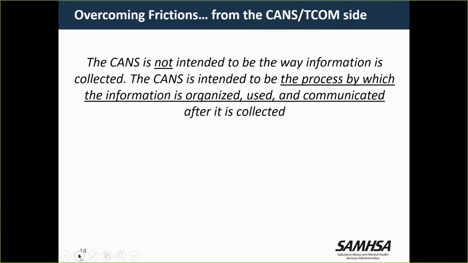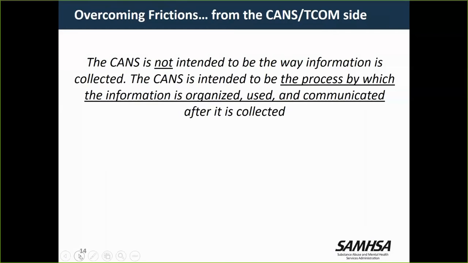But let's move on now to what we're really trying to accomplish in our shared work between NWI and Chapin Hall, which is to overcome these frictions. So maybe John will start off from the CANS and TCOM side, and then we'll talk a little bit about ways that we see we can overcome these frictions from the Wraparound side.